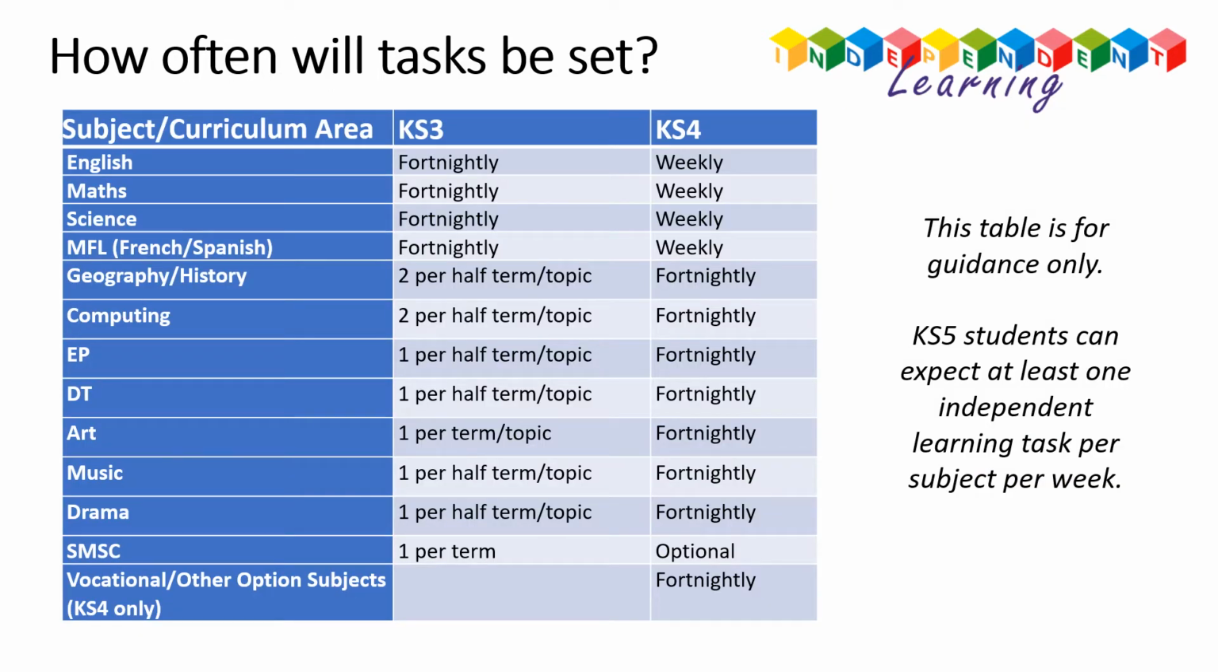How often will tasks be set? This table is for guidance only, and it gives you an idea of how much independent learning to expect in Key Stage 3 and Key Stage 4 in different subject or curriculum areas. Those subjects that have more curriculum time will therefore set you more frequent independent learning, and those subjects that have less curriculum time will set you less frequent tasks. In Key Stage 5, you can expect at least one independent learning task per subject per week. This isn't a rigid timetable, and this is flexible depending on what you are learning in each subject.